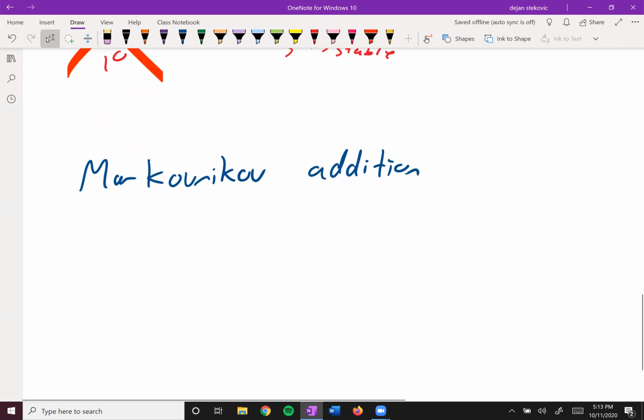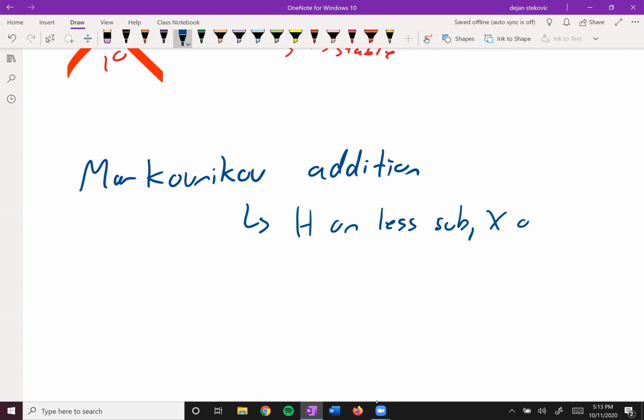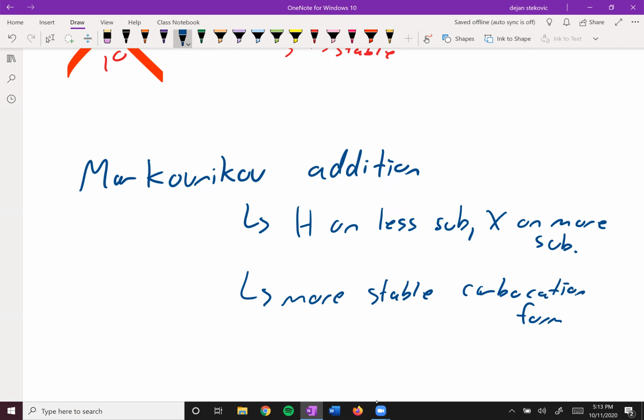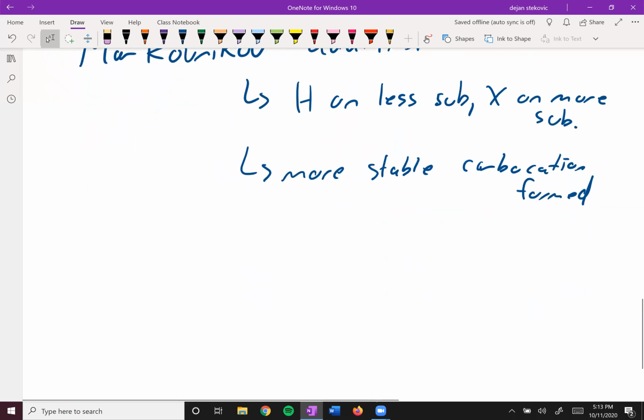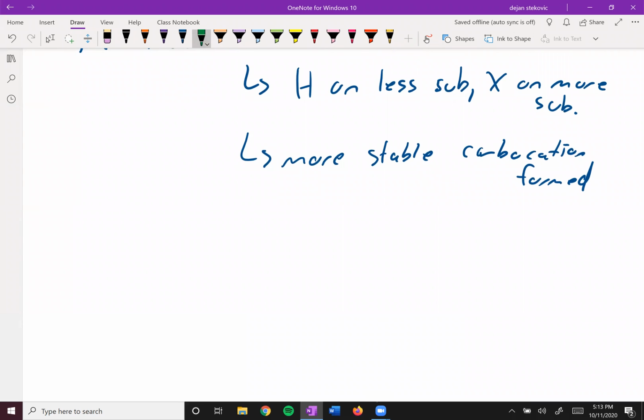And so if you read about Markovnikov additions, there's different ways it can be described. Some say that the hydrogen goes on the less substituted carbon, or that the X goes on the more substituted carbon. What I always like to think about is that the more stable carbocation will be formed. The carbocation will go on the more substituted one, and then your nucleophile will attack that carbocation and then go on the more substituted side as well.